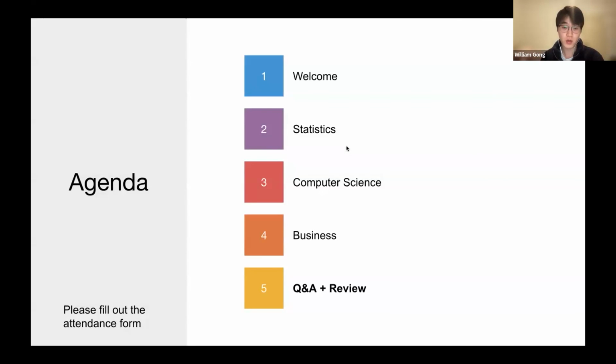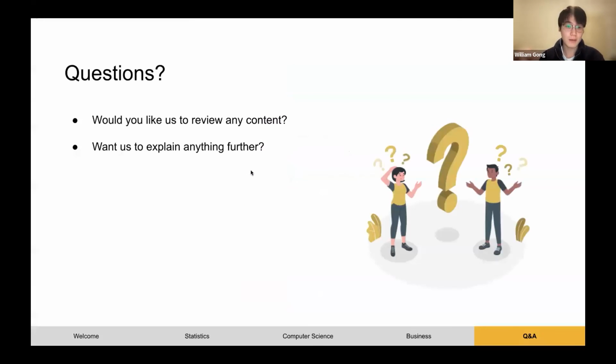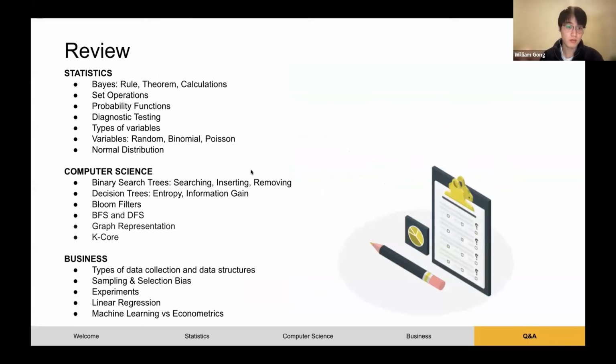So if there's no questions, I would love to give it off to a final review of the particular slides. So in statistics, we covered Bayes' rule, set operations, probability functions, and all that. Computer science, we covered all that as well. And business, we covered that. So I believe the most important concepts that we've covered were all here. And if you watch back and look at the recordings, it'll be a really great source of revision.